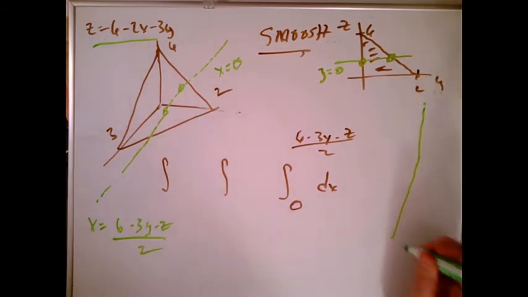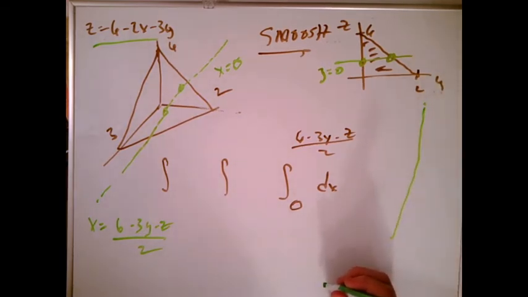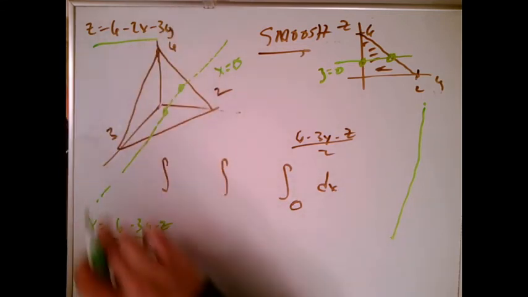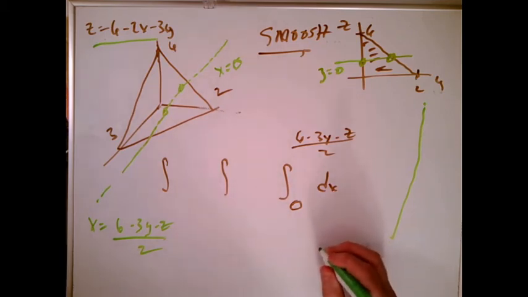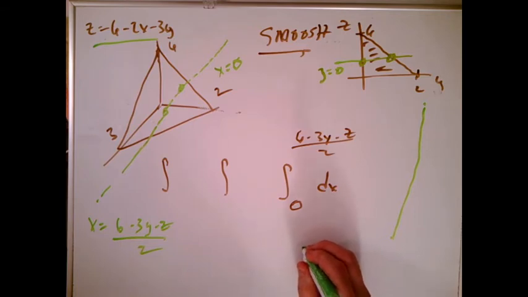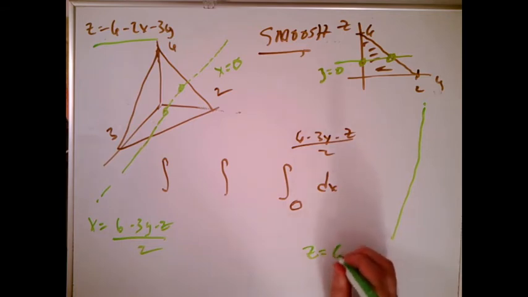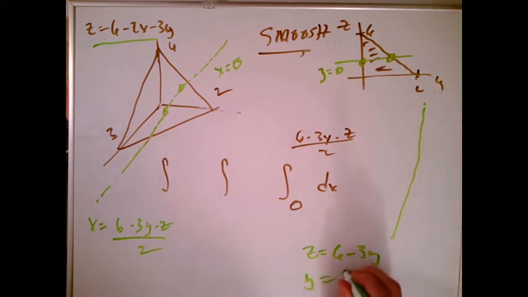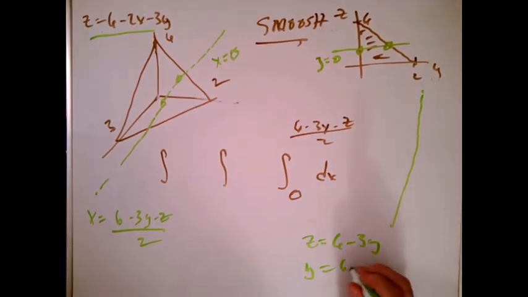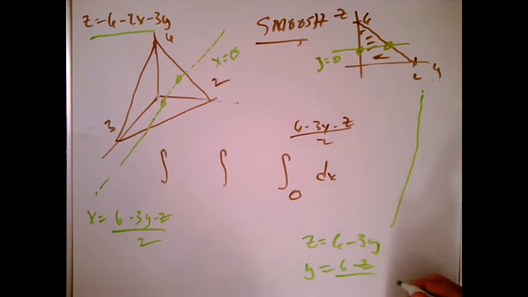Well, let's put the value down here. I need the equation of this. And where does the equation come from? I'm supposed to look at 6 minus 2x minus 3y, and we're smushing back to x equals 0. So when we smush, what we're going to get is z equals 6 minus 3y, and we're trying to solve for y. So y here is going to be (6 minus z) over 3, like that. And that's what y is right there.